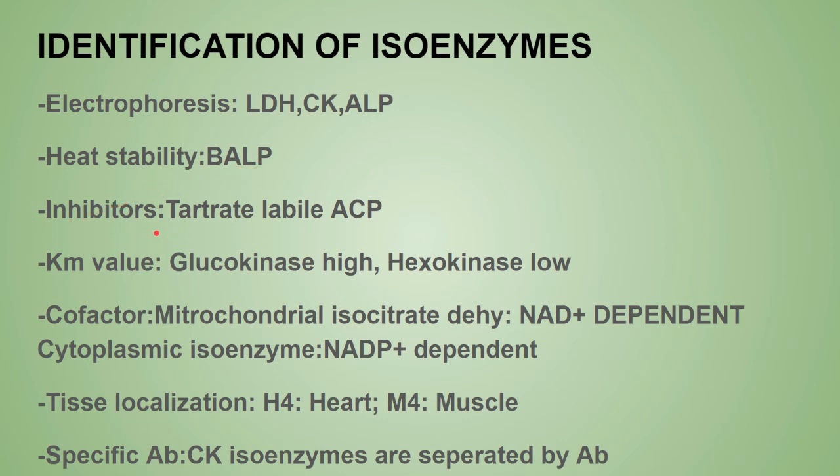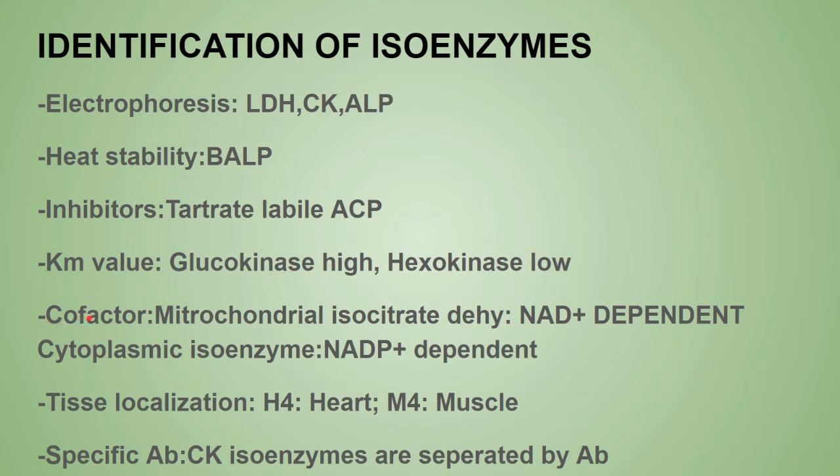Now inhibitors. One of the isoenzymes may be sensitive to one inhibitor. For example, tartrate labile ACP. Now the Km value. A particular isoenzyme may have a different Km value compared to the other. For example, glucokinase has a high Km value compared to hexokinase. Glucokinase has a Km of around 10 millimoles per liter, and hexokinase has a Km of around 0.05 millimole per liter. Now next is the cofactor.